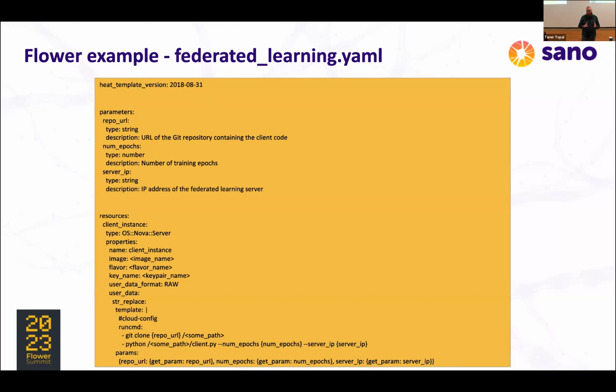So here I put some really basic example of how it might look like, with just one VM, which we pass some commands to clone some repository, and then simply run the Python file. But of course, in the real case, it wouldn't look like that. We would have a lot of other resources.